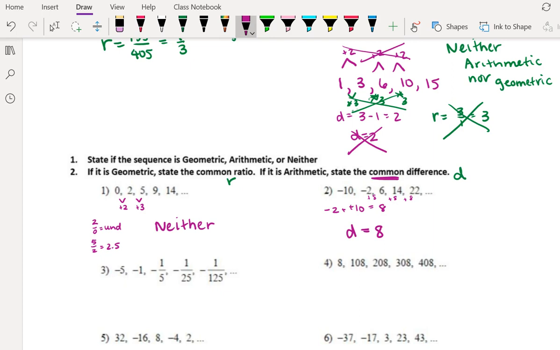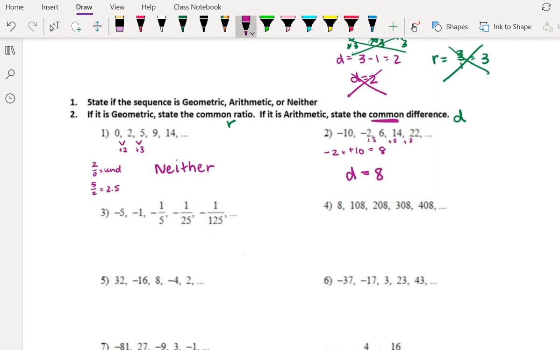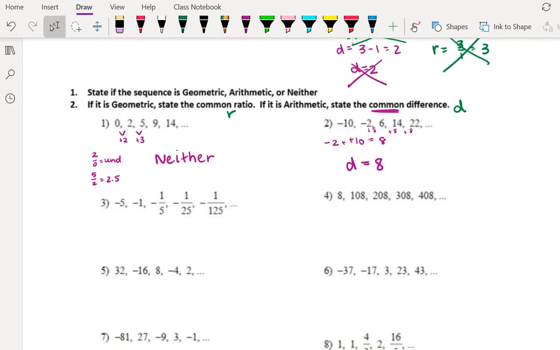Okay, let's take a look at number 3. So if I take a look, the numbers don't appear to be getting larger, but they are, because I'm going from a negative 5 to a negative 1. That's an increase. So I'm going to try and add. Well, negative 5 plus 4 gets me to negative 1. But negative 1 plus 4 is not negative 1/5, so arithmetic doesn't work.